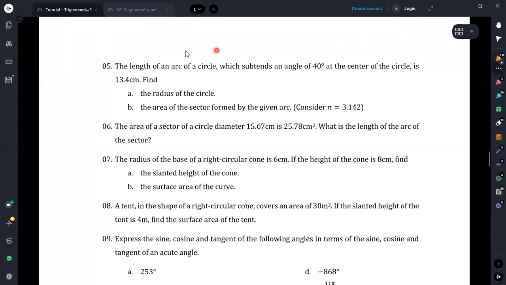Now we will discuss question number 5. It is somewhat similar to the question that we have discussed previously as well. Use of the equations L equals r theta and S equals half times r squared times theta will also be used in question number 5.